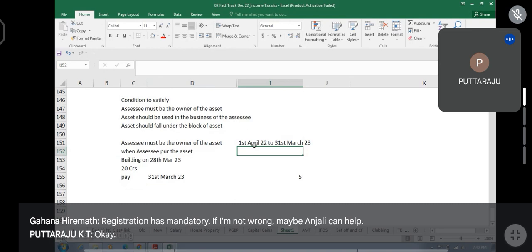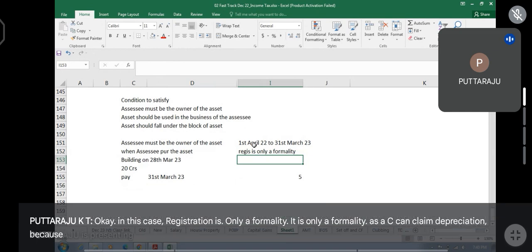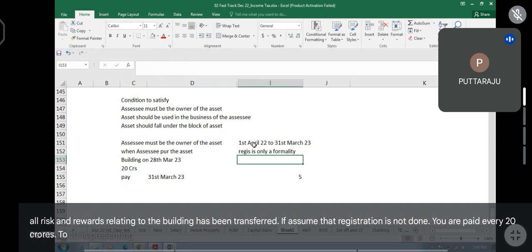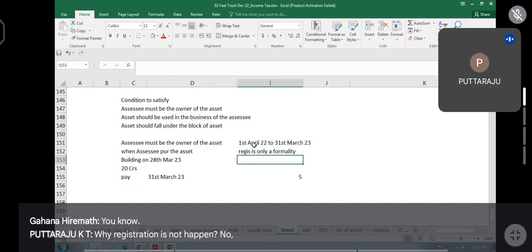Okay. In this case, registration is only a formality. The assessee can claim depreciation because all risks and rewards relating to the building have been transferred. Assume that registration is not done and you have paid every 20 crores to the seller. The building caught fire. Can you ask him to pay back the entire 20 crores? No, sir. Why? Registration has not happened, no. He should be the owner then.